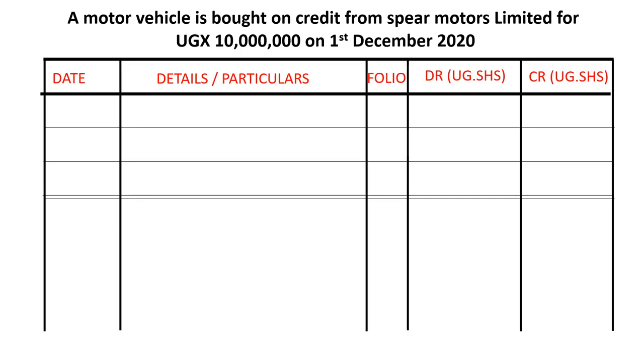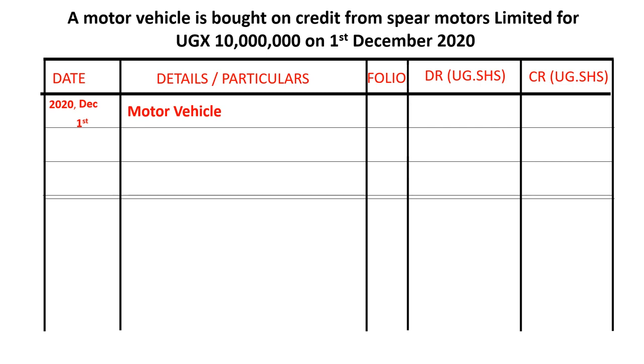So what are the items that are affected by this transaction? Of course, we shall first write the date. The thing happened on 1st December 2020. So the items affected are the ones that we're going to put in the details or particulars column. In this case, when you buy a motor vehicle on credit, the motor vehicle account is opened, and that one is going to be debited because we have a new asset in the business called motor vehicle. Increases in assets are debited, so we are going to debit the motor vehicle account.